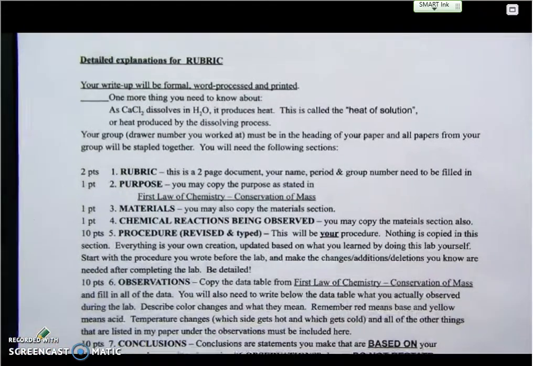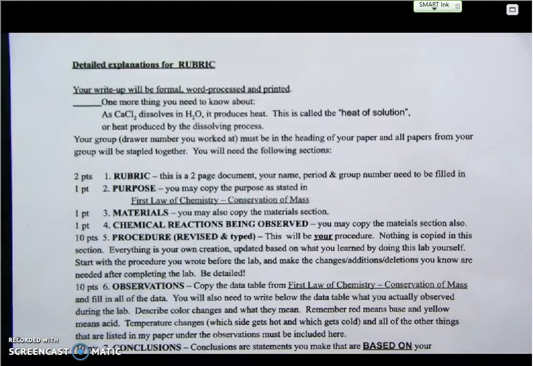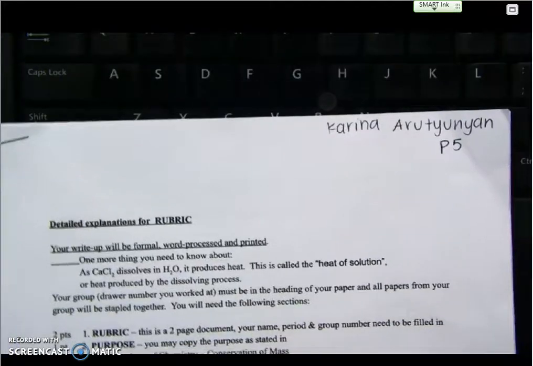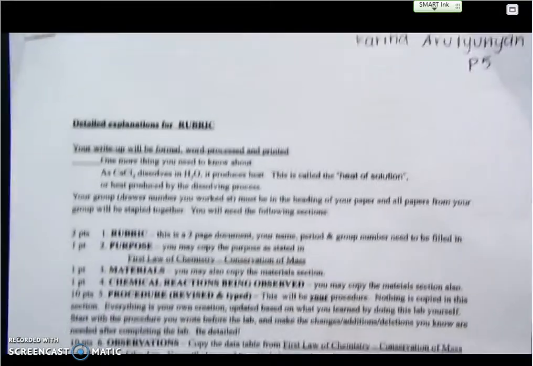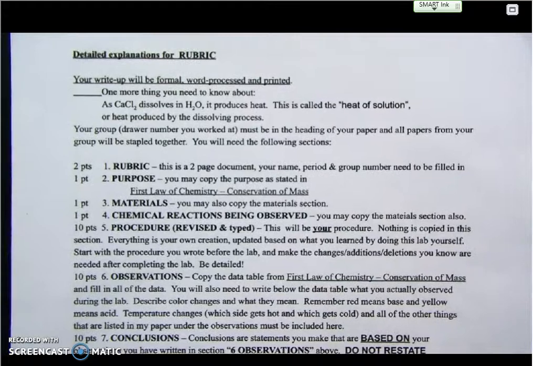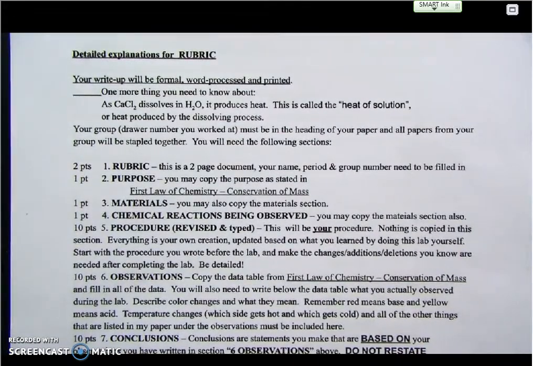All right, what we're looking at is an actual write-up. Karina, from period 5, has agreed to let us grade hers in front of an audience and to even record it. So, here we go.